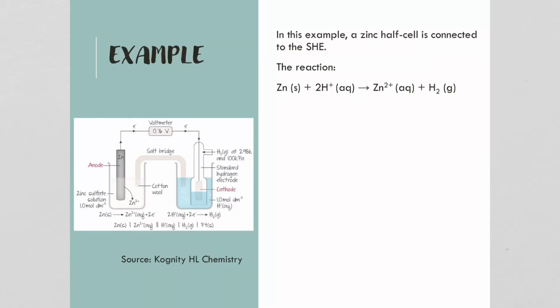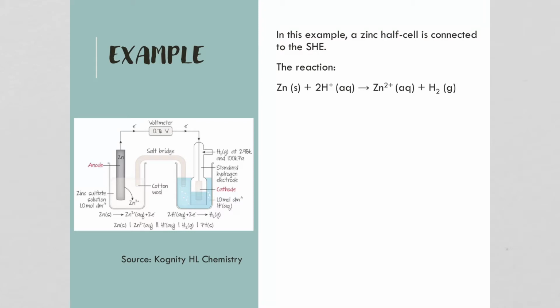So we're going to work through an example. In this example, we have a zinc half cell being connected to the standard hydrogen electrode. We see that they're at their correct conditions. The hydrogen gas is at 298 Kelvin and 100 kilopascals. This one's acting as the cathode. This one's acting as the anode. We have a 1 mole per liter hydrogen solution, and we have a zinc sulfate solution and our zinc electrode. So the oxidation is happening on this one and the reduction is happening on this one.